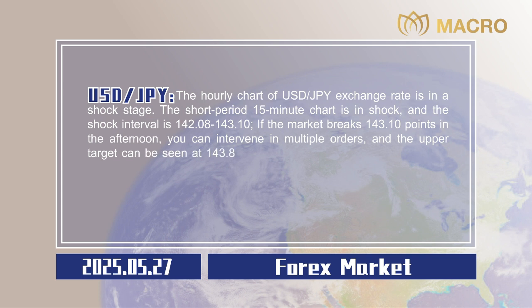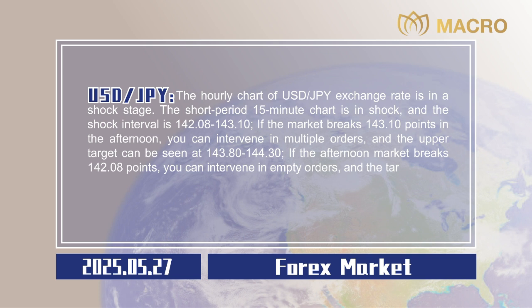143.80 to 144.30. If the afternoon market breaks 142.08 points, you can intervene in empty orders, and the target below can be seen at 141.80 to 141.40. Stop losses are all 20 points, 0.20.